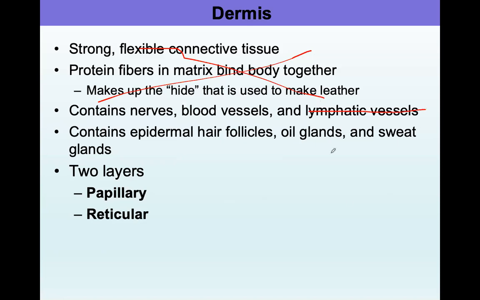Now, when you see here, it says papillary layer and reticular. Papillary layer is the one that is directly in contact with your epidermis, and it's typically only about 20% of your skin, or sorry, your dermis, and the other 80% would be your reticular layer, which is where most of the structures will be located.